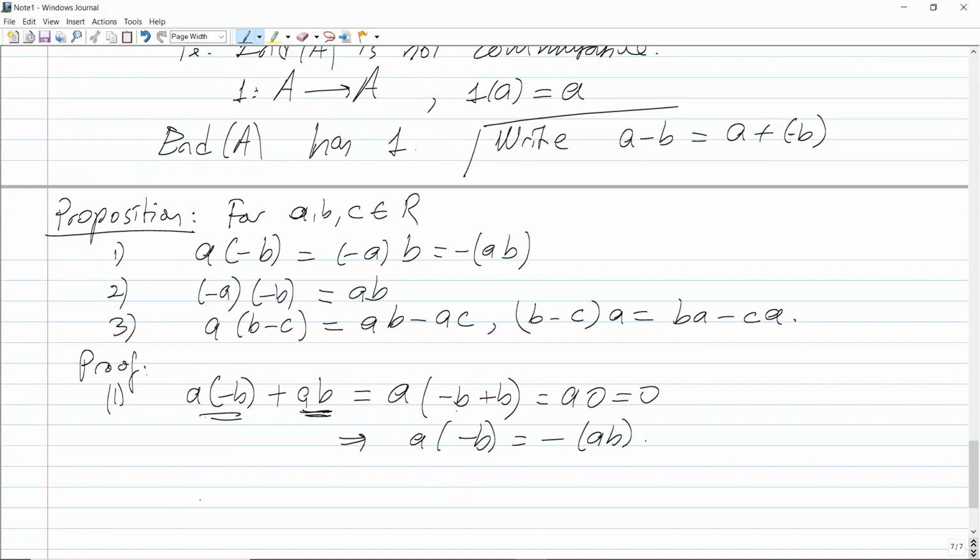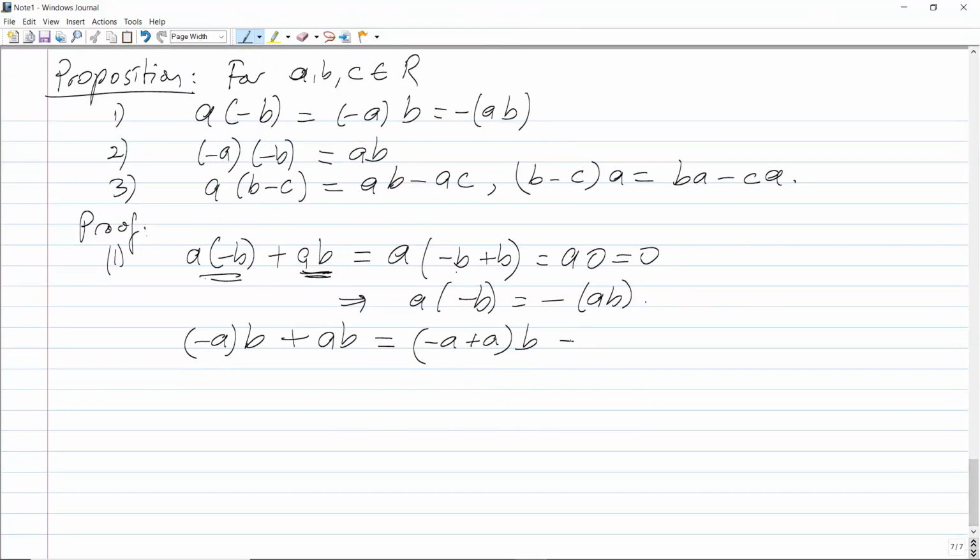And also, minus A times B: if you add it like that, this is minus A plus A, times B, using the distributive law. It is 0 times B, which is 0. So therefore this element is the additive inverse of AB. Minus A times B is minus AB. So one is proved.